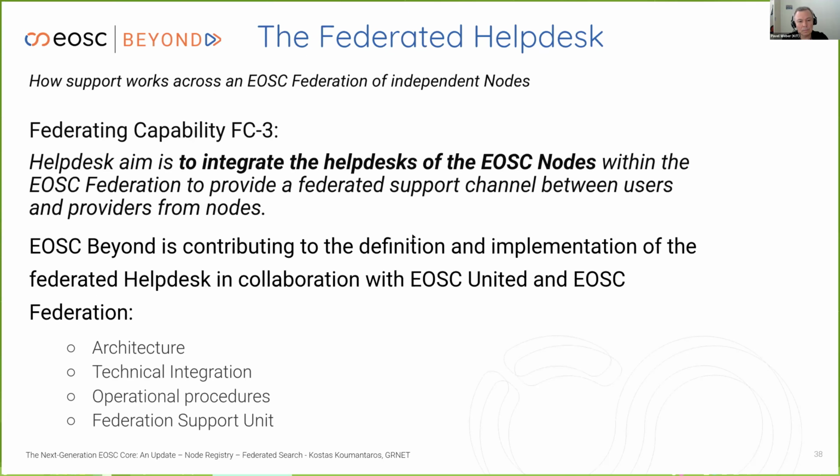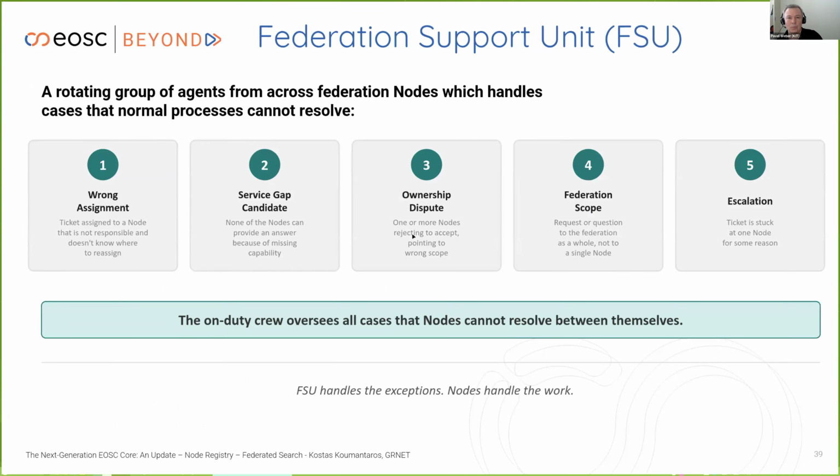So this activity started in spring, and we focused on the definition of the architecture, technical integration, operational procedures, and the Federation Support Unit, which is quite an important pillar for the foundation of the Federated Helpdesk, and that's why I would like to say a few words explicitly. What is that? Because this is a new term we defined, the Federation Support Unit is the rotating group of agents across Federation nodes, which handles cases that the normal process cannot resolve. And these are wrong assignments.